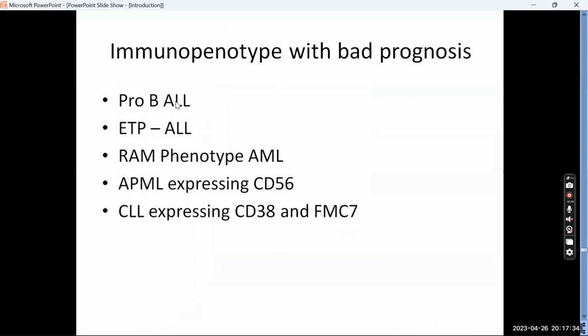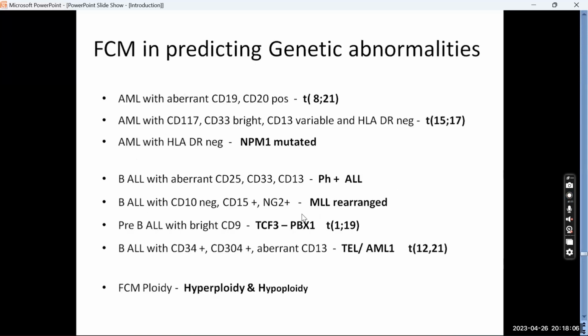As I said, pro-B ALL, very bad prognosis. ETP-ALL, very bad prognosis. RAM phenotype AML. There is a subset of AML which is called RAM phenotype AML. I'll discuss it during the AML lecture. These cases have very poor prognosis. APML, when it expresses CD56, has a relatively poorer prognosis compared to cases which do not express CD56. And similarly, CLL cases, when they express CD38 and FMC7, have relatively poorer prognosis compared to cases which do not express these markers. So it can help you give the prognosis of the case.